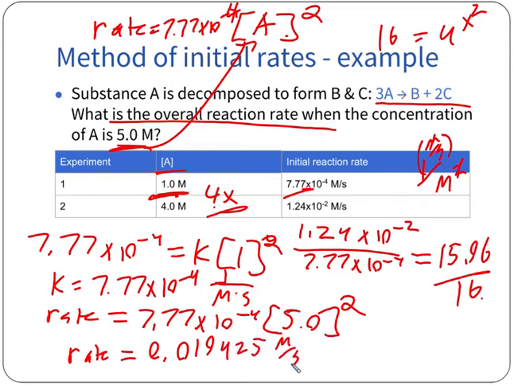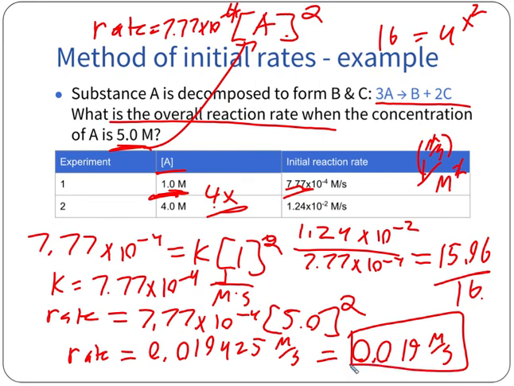molar per second. Sig figs wise, the only real value we sort of used here, we had 2 sig figs here, 3 sig figs there, 2 sig figs here. We're all doing multiplication and division across the whole thing, so it should be 2 sig figs. So our final answer here is going to be 0.019 molar per second for our overall reaction rate, our initial reaction rate, if we made the concentration of A 5.0.